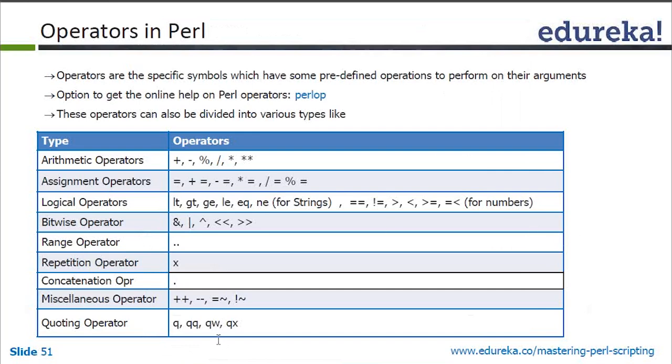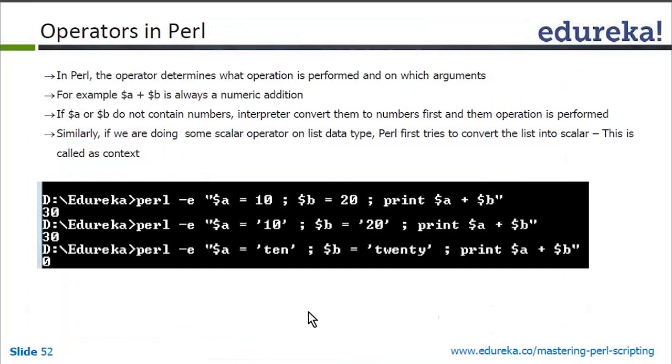And then the quoting operators: Q, double Q, QW, where QW is used if you want to specify a path initially, and then QX. So you go through all these things rather than being very subjective. You just go through this, understand this, and as and when we go further, we'll move further on this.